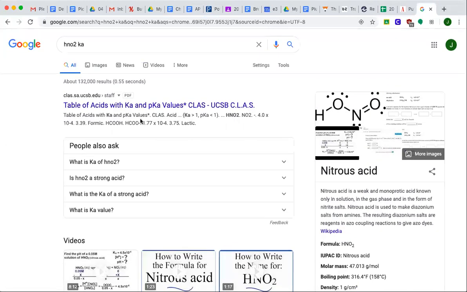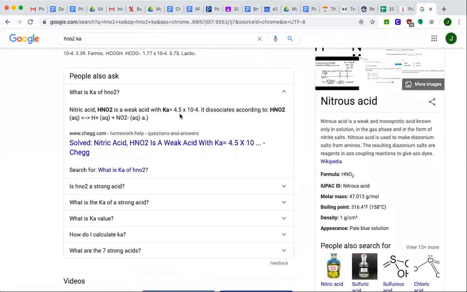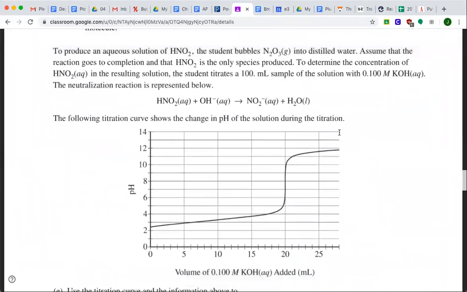Ka. Golly, where is this guy? Yeah, 4.5 times 10 to the negative 4. Okay, so it's not a strong acid. I'm sorry, it's a weak acid. All right. See, good thing I checked. You got to check when you don't know. Okay, and I don't have to have these things memorized. So that's a weak acid. Not a terribly weak acid, but weak nonetheless.